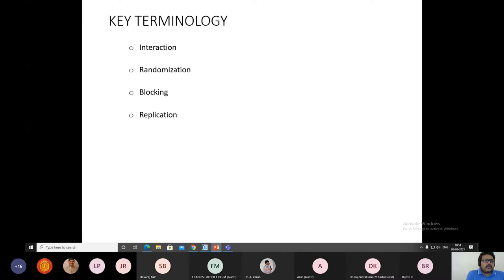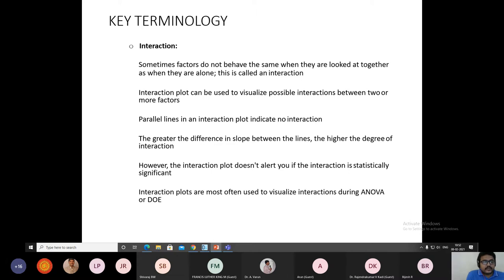So key terminology we generally use in design of experiment is interaction, randomization, blocking, and replication. We'll see them one by one. So what is interaction, randomization, blocking, replication? Interaction: sometimes factors do not behave the same when they are looked at together as when they are alone, right? So in any machining or in any process of food baking or preparation of tea, etc., we observe that sometimes the factors do not behave the same when they are looked at together as when they are alone.